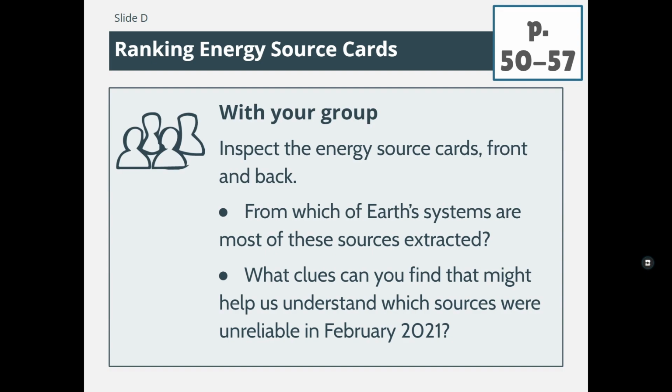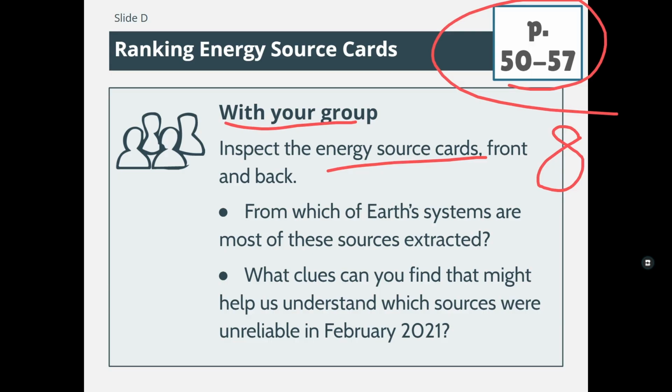All right, now that you have taken some time to think about these types of energy sources, we are going to ask you all to do the following with your group. Inspect your energy source cards front and back. There are a total of 8 cards from pages 50 to 57. And then also think about what clues you can find that might help us understand which sources were the ones that were unreliable during February of 2021.